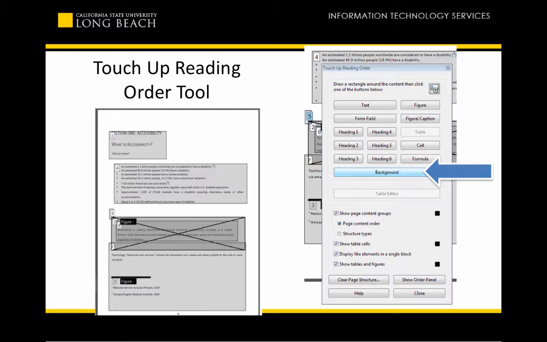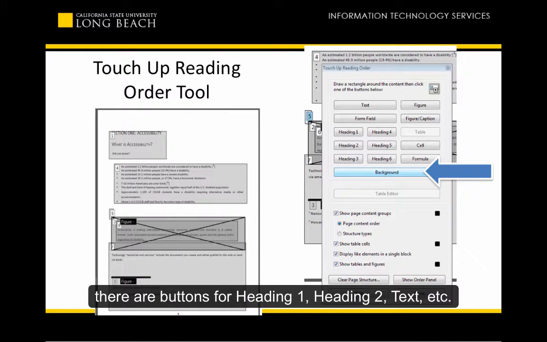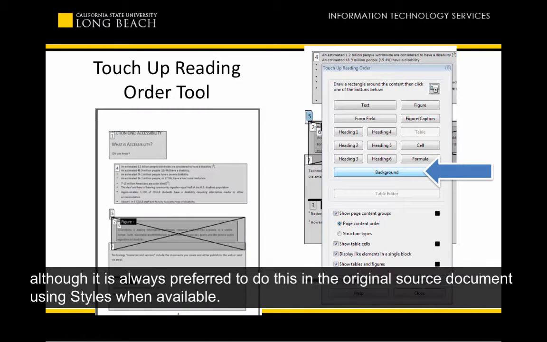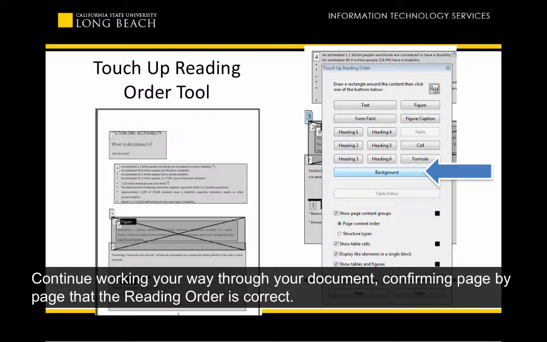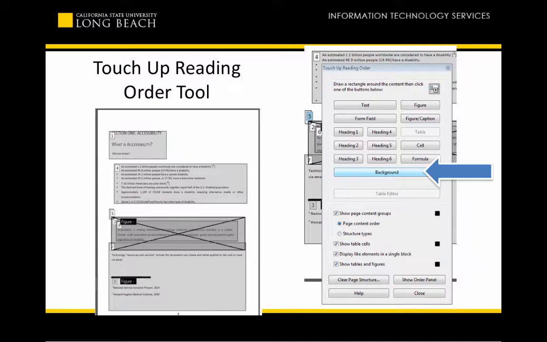Also notice on the Touch Up Reading Order tool, there are buttons for Heading 1, Heading 2, Text, etc. You can use these tools to add structure tags to your document, although it is always preferred to do this in the original source document using styles when available. Continue working your way through your document, confirming page by page that the reading order is correct. Once finished, do a final check using the Accessibility Checker tool built into Adobe Acrobat.